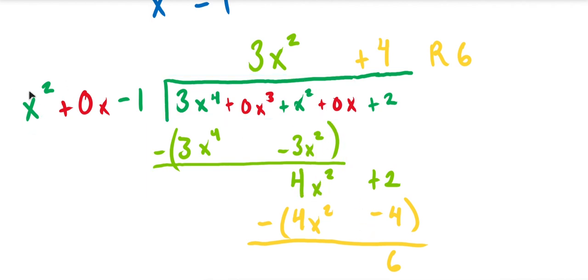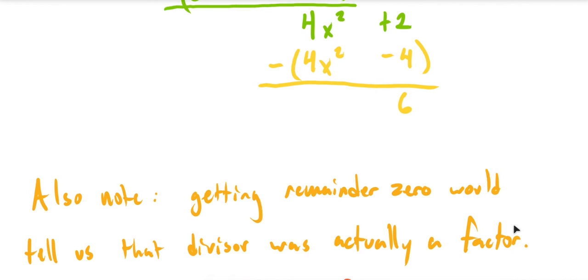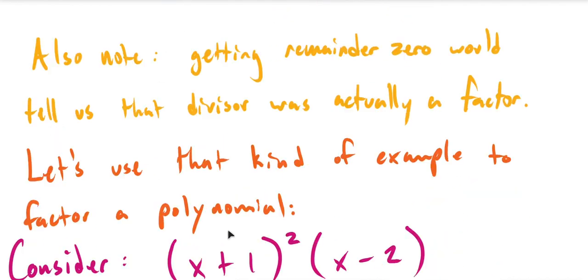Now, how many times do I need to multiply x squared to get to 4x squared? I need to multiply it 4 times. So I do that. I get the following two terms, 4x, and then minus 1 times 4 is minus 4. Subtracting cancels the leading term and changes this sign so that I get 2 plus 4, which is 6. And now we've reached the end of the quotient bar. This is remainder 6. As we noted in the last video, just like numbers, if we got 0 for a remainder, this would actually tell us that the divisor was a factor of the dividend. Let's look at an example of that kind.